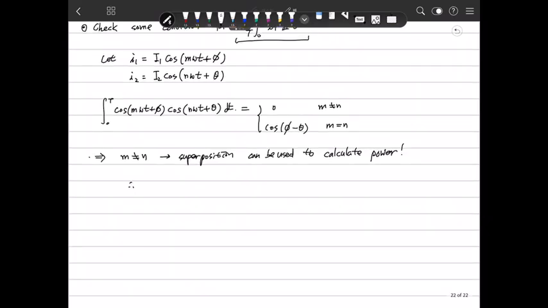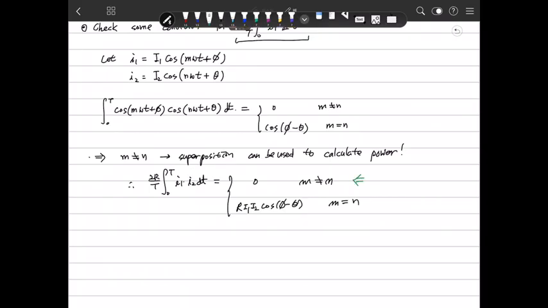So therefore, 1/T integral from 0 to T of I1 and I2 dt will be 0 when m is different from n, or will be (1/2) I1 I2 cosine(phi minus theta) when m equals n. What's the meaning of this?